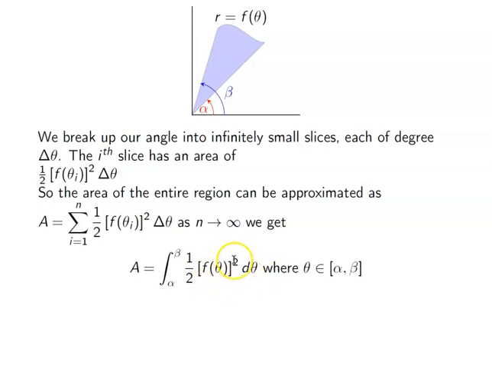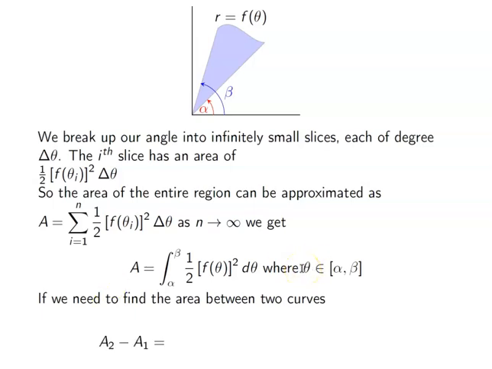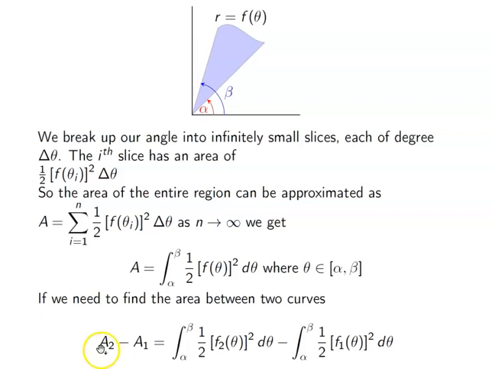So remember, this is not a derivative, it's not a second derivative, it is squaring the function. And it's from alpha to beta, my angles of interest, right? So if we need to find the area between two curves, A2 minus A1, just the standardized way of doing it: I find the area of A2 specified by F2, the second function, and subtract from that the area of A1, the first function.